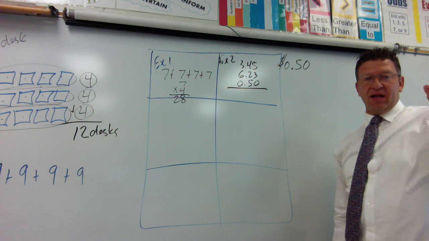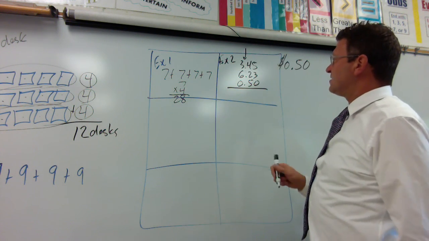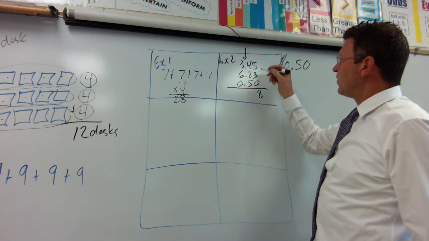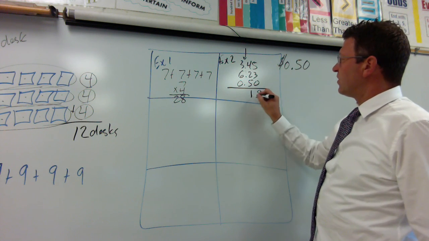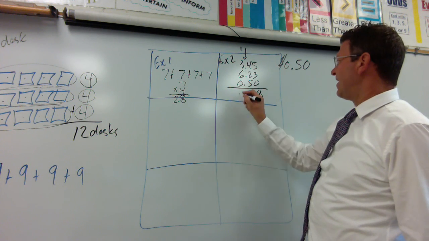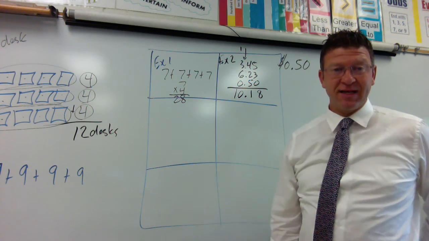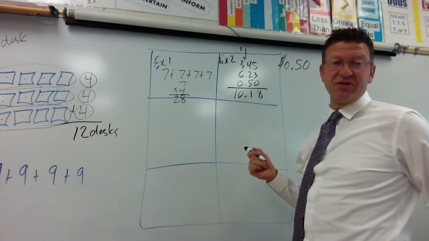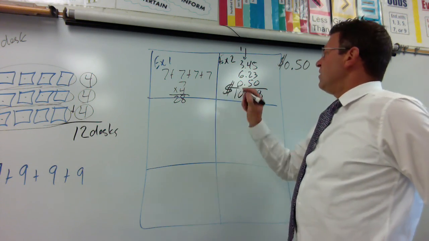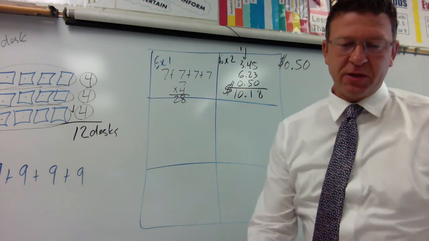Now we can add. Line up the decimal points. Is it in a straight line? Yes. 5 plus 3 is 8. 4 plus 2 is 6, plus 5 more is 11. 1 down, carry the 1. 1 plus 3 is 4, and 6 is 10. You must have the decimal point. Otherwise, you'd say 1,018, but this is actually $10.18. Do I need a label? Yes, dollar sign.